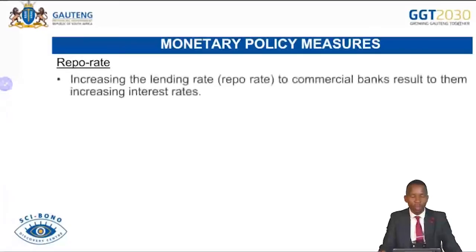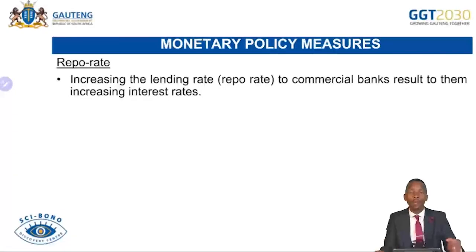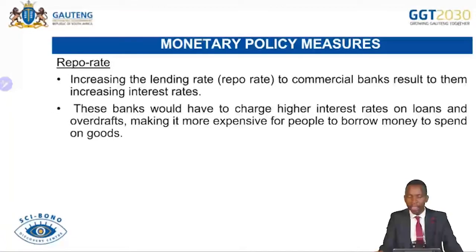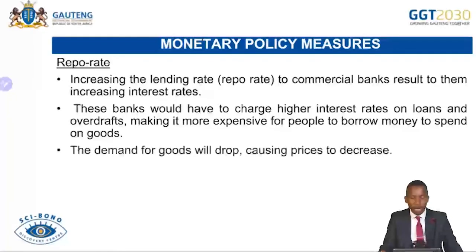Repo rate. We know that if the lending rate or repo rate increases, what will happen? If the repo rate increases, all other interest rates that are flexible will be increasing within the commercial sector or commercial banks. Because of that, credit will become more expensive. Then there will be fewer loans being taken by borrowers in the economy. As a result, that will lead to less demand for goods and services. These banks would have to charge a higher interest rate on loans and overdrafts, making it more expensive for people to borrow money to spend on goods and services. The demand for goods will drop, causing prices to decrease.